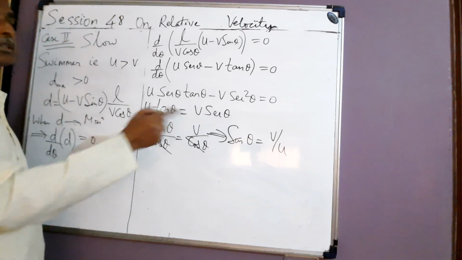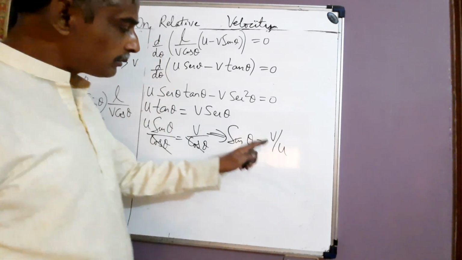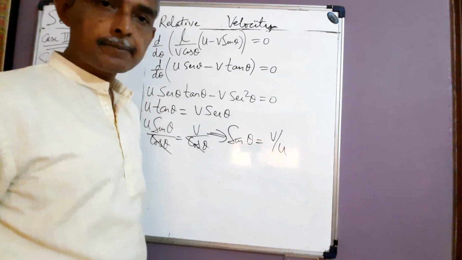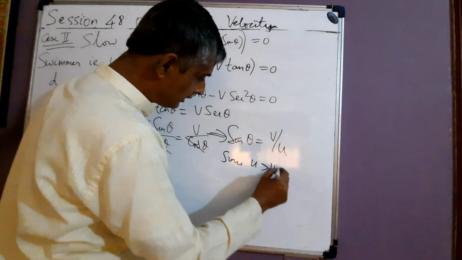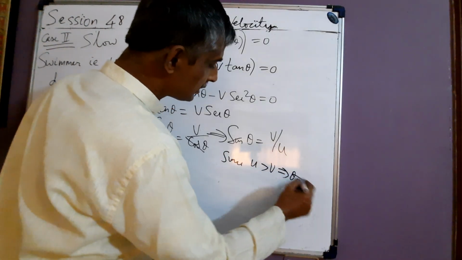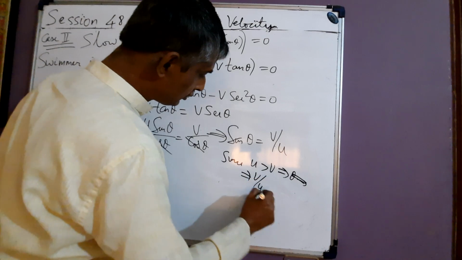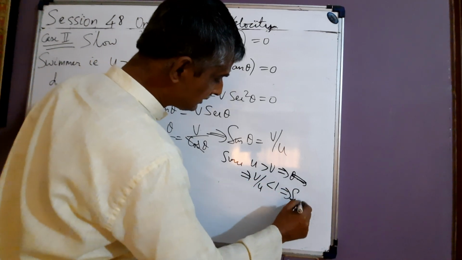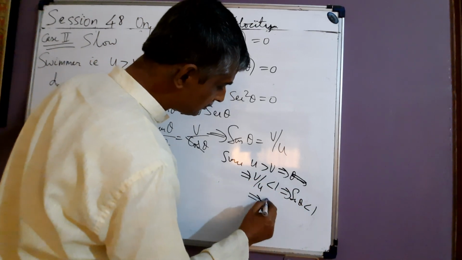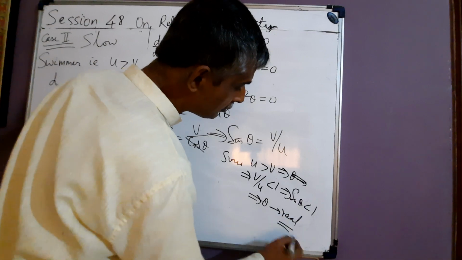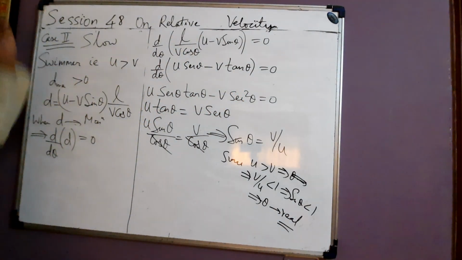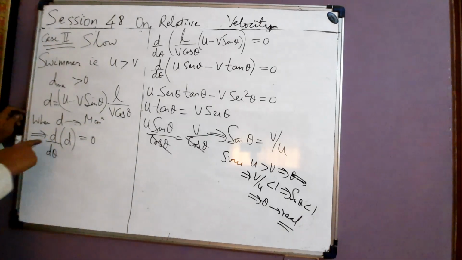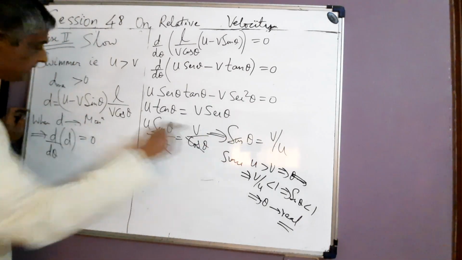So when the river is fast with respect to the swimmer, then d will be minimum when theta is given by this formula. Now see one more thing. Since we have assumed that u is more than v, v by u is less than 1. That is, sin theta is less than 1. So that means theta has a real value, some non-zero real value. Okay, fine.